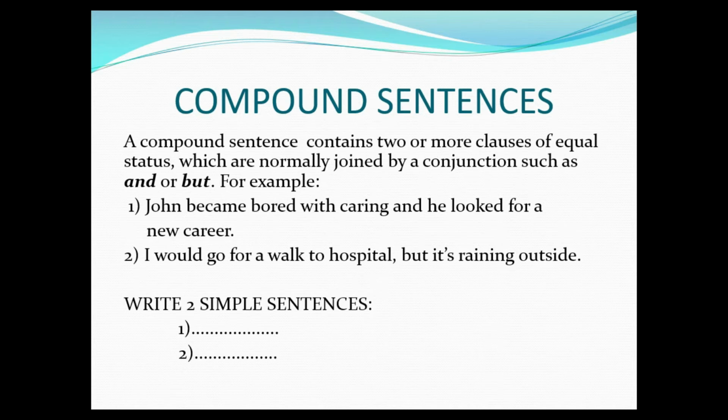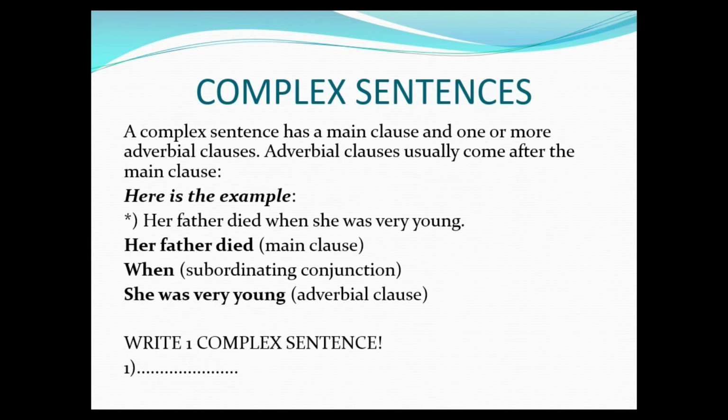This is very different from number 2. I would go for a walk to the hospital, but it is raining outside. The conjunction that we have to use is but. The conjunction but describes something contrary, on the other hand, for example. Okay, you can write down 2 compound sentences over here.